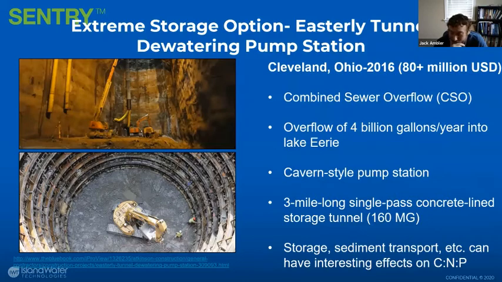So like I said, people can be using their own collection system to do this by just intelligently moving flows around. That's kind of good for dealing with a small flow rate, but for something like Cleveland, Ohio, this is the Easterly Tunnel dewatering station. In 2016, it was built.